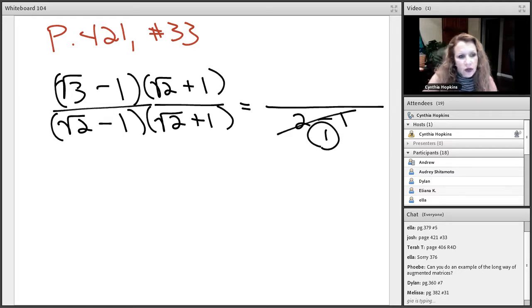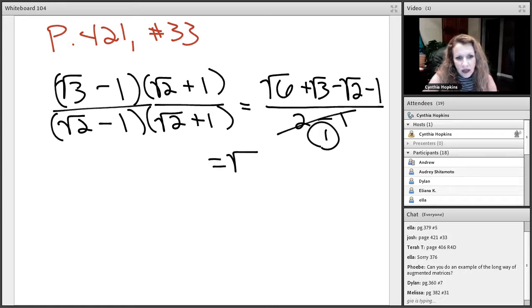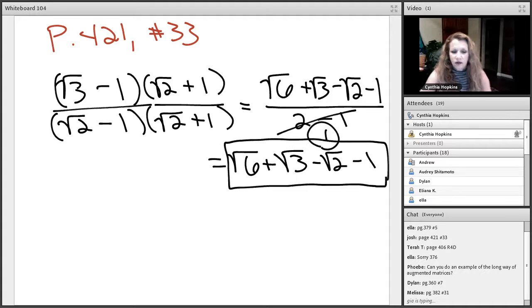Okay, in the numerator, my rad 3 times rad 2 is rad 6. Then I get plus rad 3 minus rad 2 minus 1. And none of those terms simplify or combine. They are not like terms. And so I just have rad 6 plus rad 3 minus rad 2 minus 1. And that is my final answer. Okay, and I have no denominator at all because it was all over 1. Okay, there you go, Josh.